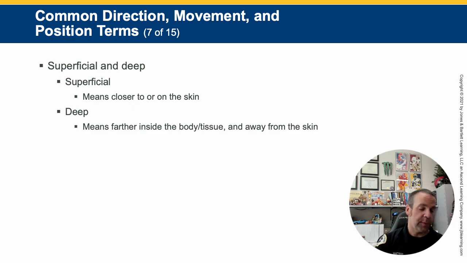On the other hand, you have deep. This means further inside the body or the tissues, or you can say away from the skin. Deep injuries often involve muscles, blood vessels, or internal organs. As an example, a deep laceration from a knife wound may involve more than just the skin.